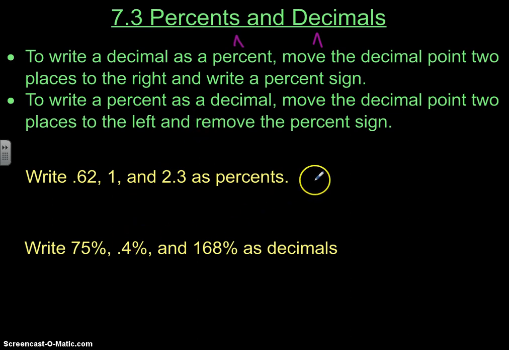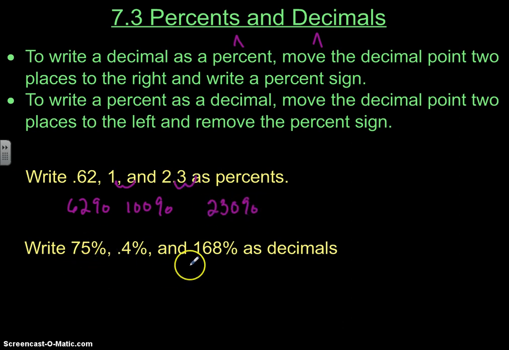Let's look at a few of these problems. 0.62, 1, and 2.3 are to be written as percents. Again, I'm going to move the decimal two places to the right. So 0.62 becomes 62%. For 1, the decimal is right there, so if I move it two places to the right, that becomes 100%. Then 2.3, move it two places to the right, becomes 230%.